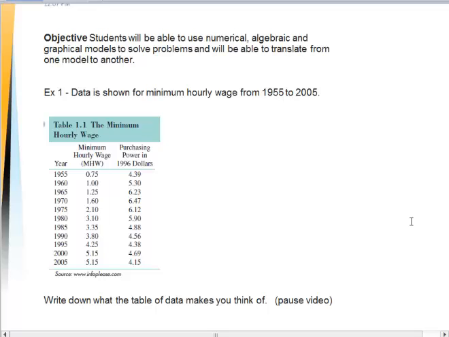What I want you to do is look at the data and notice there are two columns, and I'd like you to analyze what you think about the minimum hourly wage and also what the purchasing power for those years would have been. Pause the video, write down what the data table makes you think of, and then we'll come back and answer a few questions.